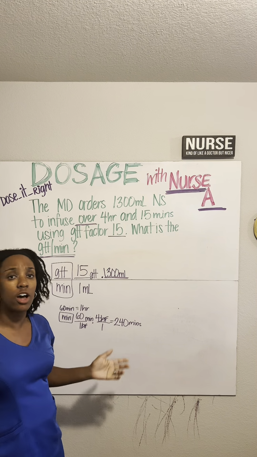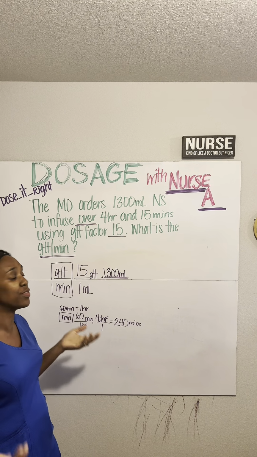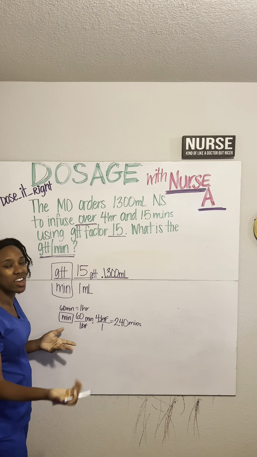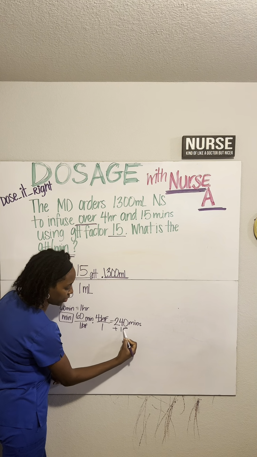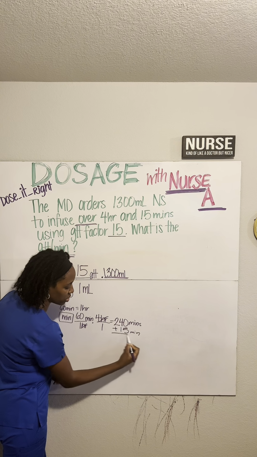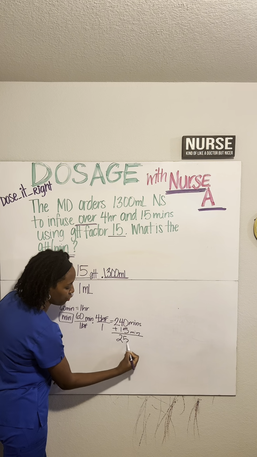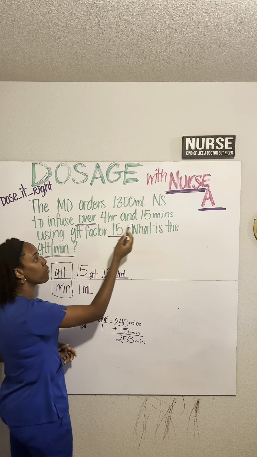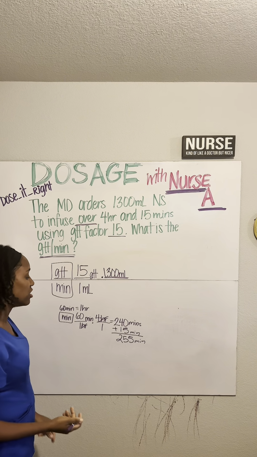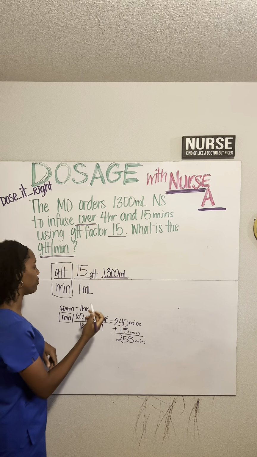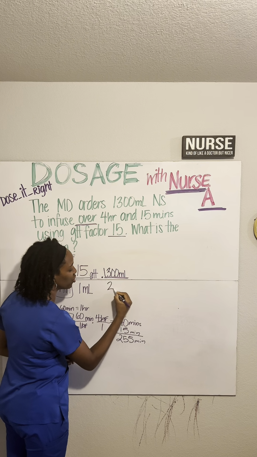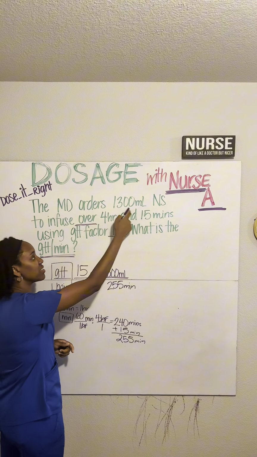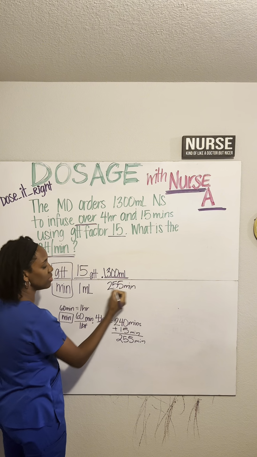But don't leave the 15 off. They said it's supposed to be infused over 4 hours and 15 minutes. Well, since this is already in minutes and you have 15 minutes here, just go ahead and add 15 minutes to this problem. So a total of 255 minutes. We simply converted 4 hours and 15 minutes over into minutes. So it's a total of 255. So over here, we're going to put 255 minutes, because that's how fast he wants this 1,300 to be infused over this amount of minutes.